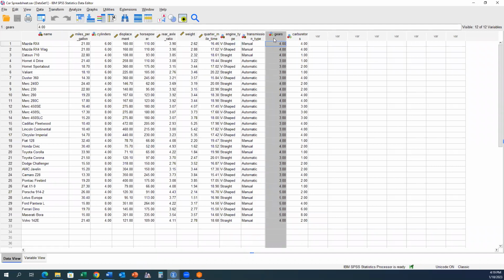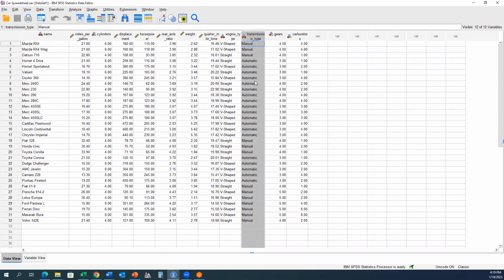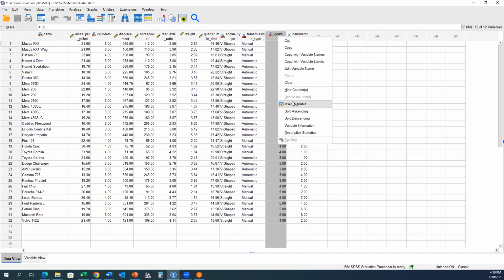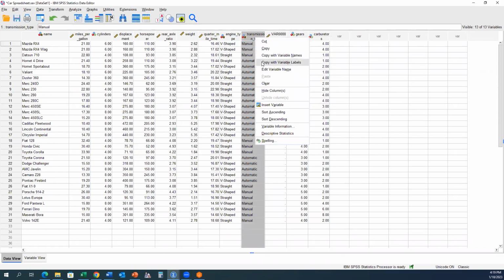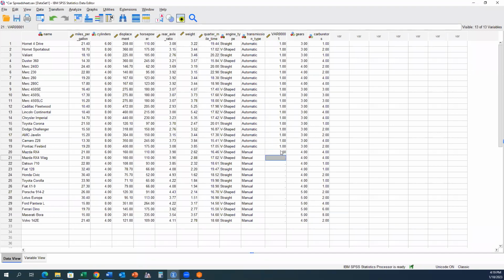Before we run it, we need to convert this to numbers. So we need to have just ones and zeros or ones and twos. You can't run it with a categorical variable. So I'm going to add a variable right here and sort this column like this. And we'll make automatic a 1. Make manual a 0. And let's do it the opposite way. Let's make manual 1.